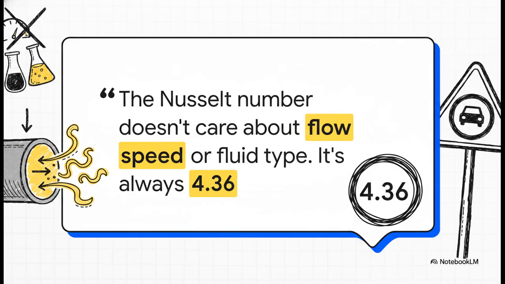I actually love how the textbook summarizes this phenomenon. It notes that in fully developed laminar flow with constant heat flux at the wall, the Nusselt number does not care about your flow speed, and it doesn't care about your fluid type. Just like a strictly enforced speed limit on a highway, it is always 4.36, simple and elegant. Whether you've got thick oil trickling through or water streaming smoothly, as long as it fits our ground rules, that 4.36 is locked in.